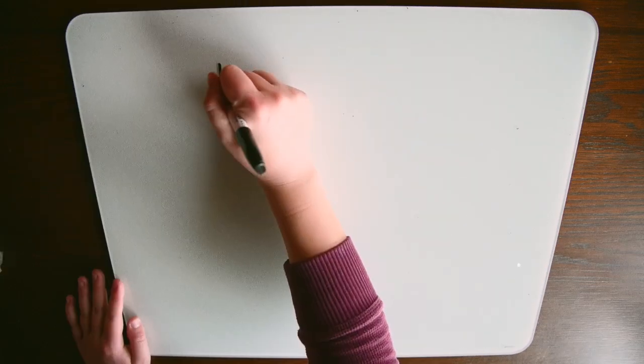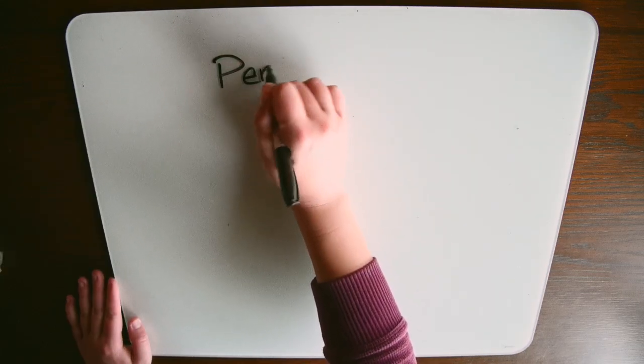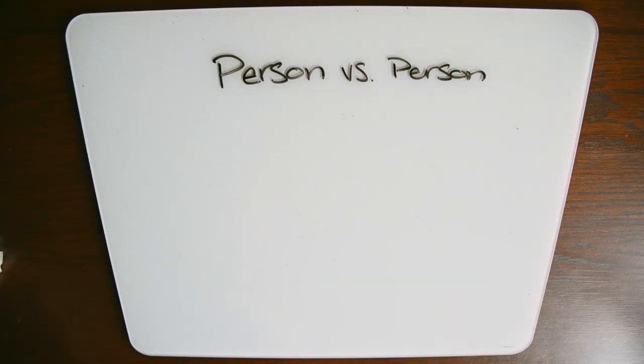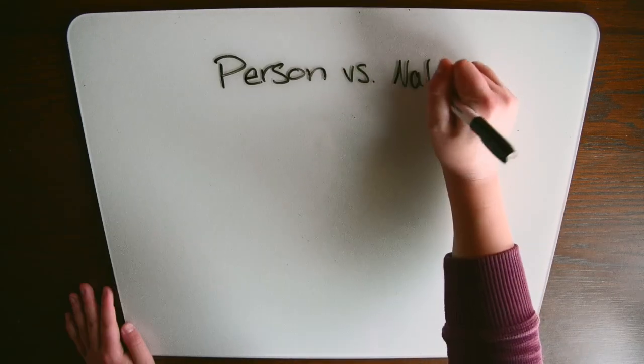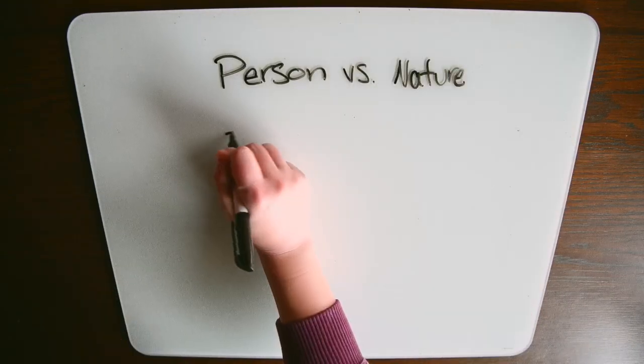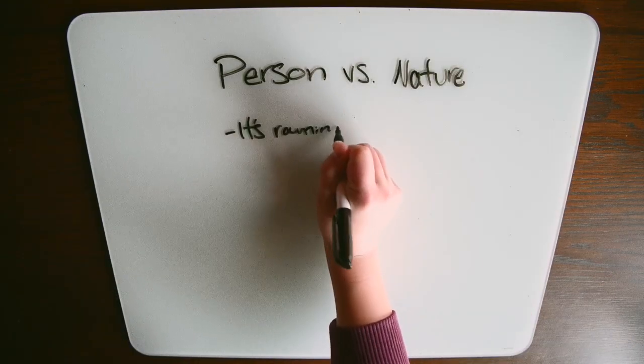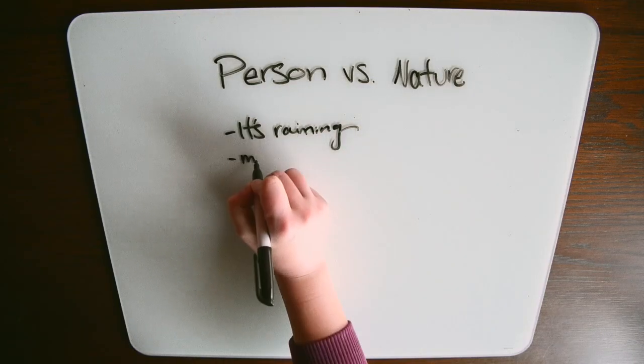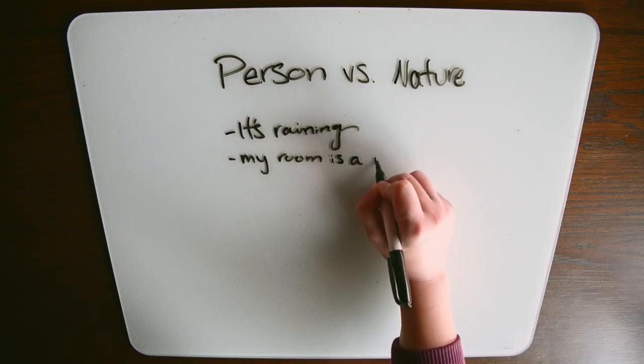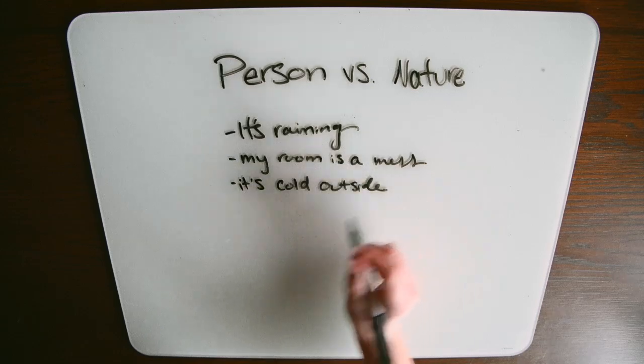I'm about to bring up some terrible memories for you. I'm so sorry. The first is person versus person. This one actually isn't very helpful to me. The second is person versus nature. So nature as in nature, but I also think this can mean environment or situation. Even if it doesn't, I'll be using those conflicts here. So for example, it's raining or my room is a mess.